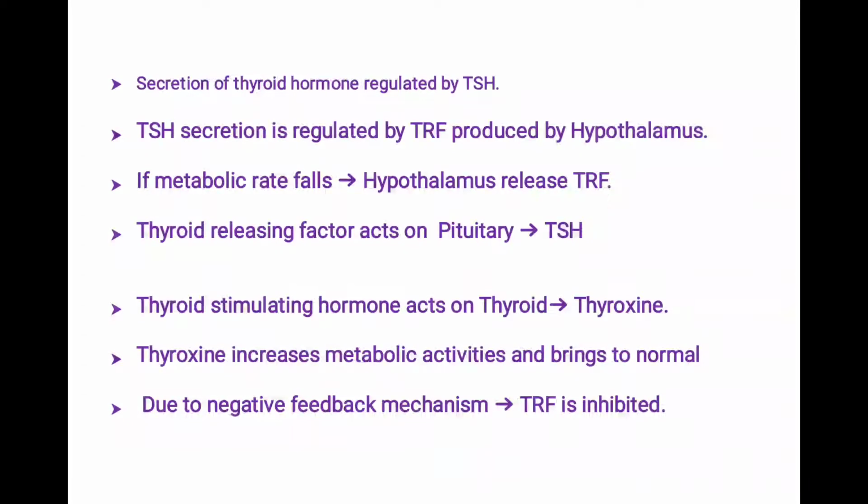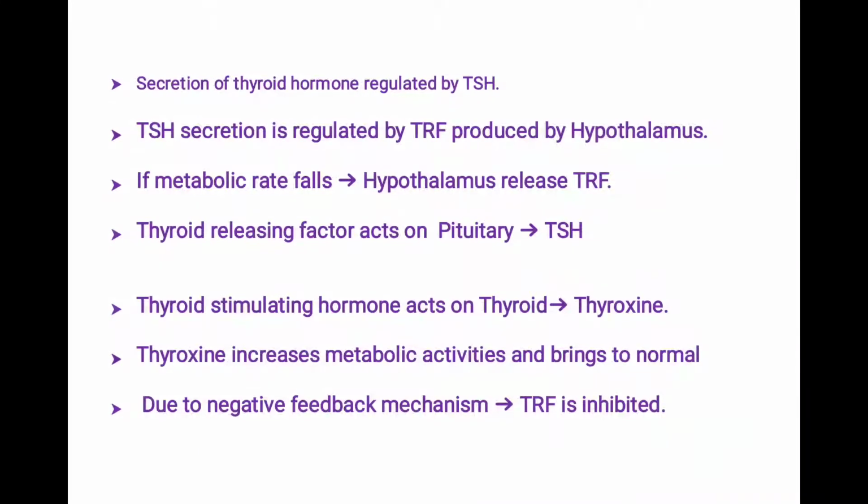When there is a fall in the basic metabolic rate, the hypothalamus releases the thyroid releasing factor. This thyroid releasing factor acts on the pituitary to produce the thyroid stimulating hormone. The thyroid stimulating hormone released from the pituitary stimulates the thyroid to produce thyroxine. Thus, thyroxine increases the metabolic activities and brings them to normal.